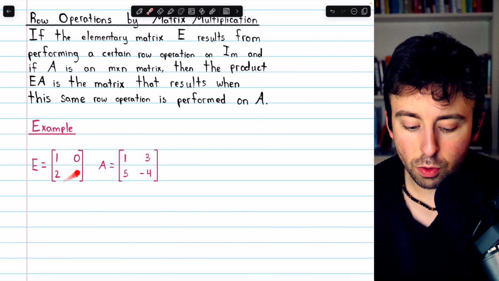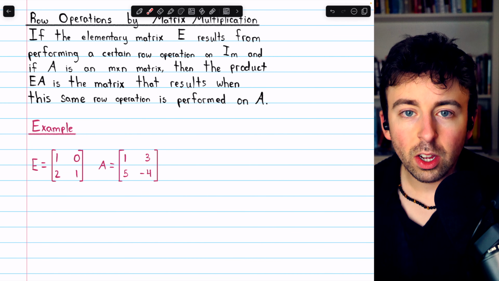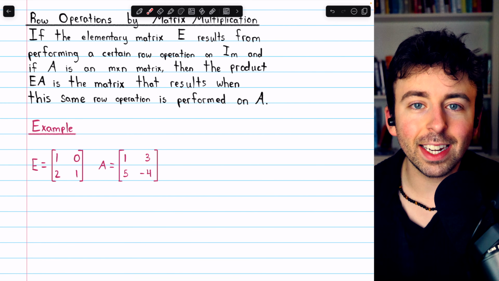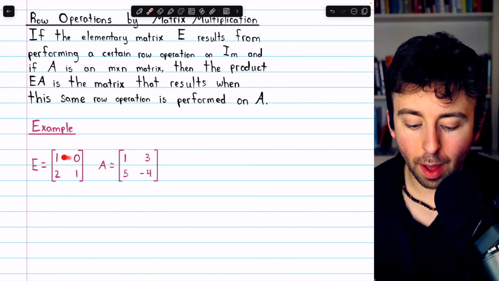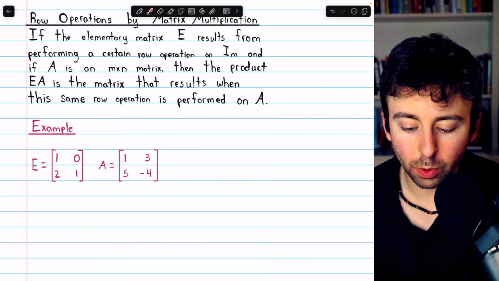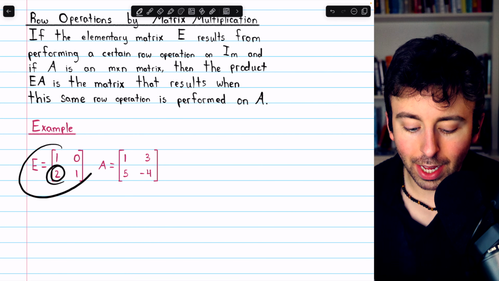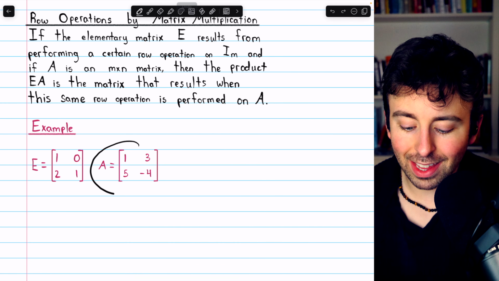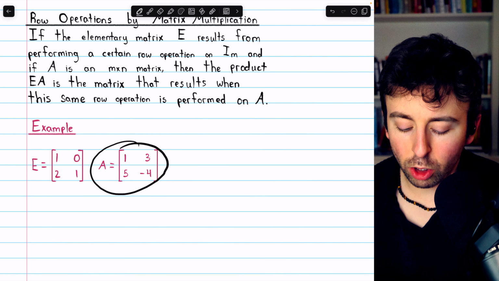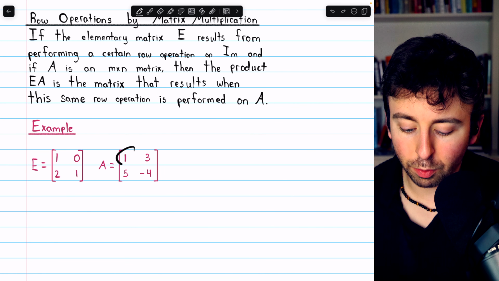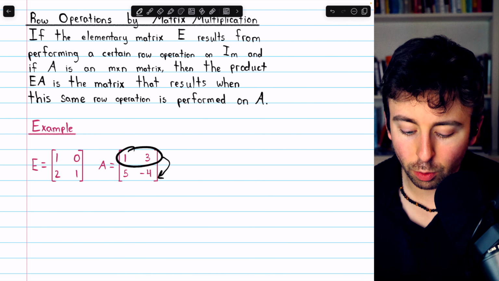Here we have this 2 by 2 elementary matrix. We can tell that it came from the identity by adding 2 copies of row 1 to row 2. That's how this entry became a 2. So if we multiply this matrix E by this matrix A, what should happen is 2 copies of row 1 get added to row 2.